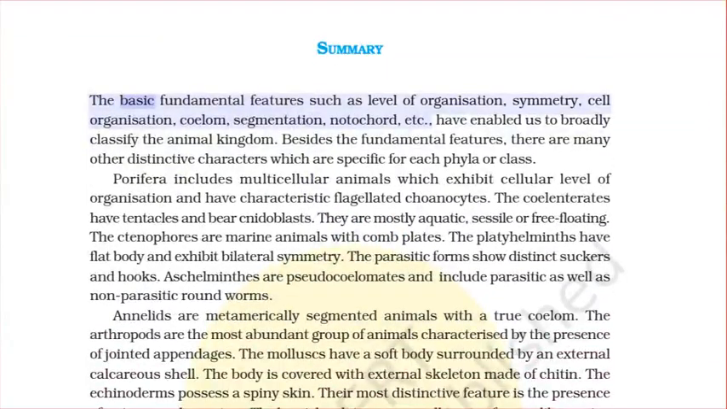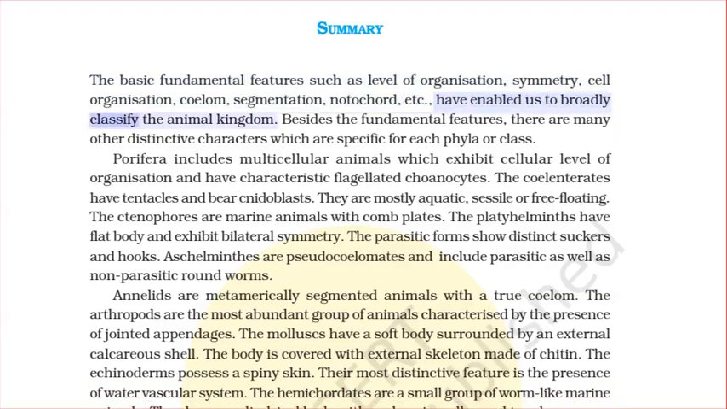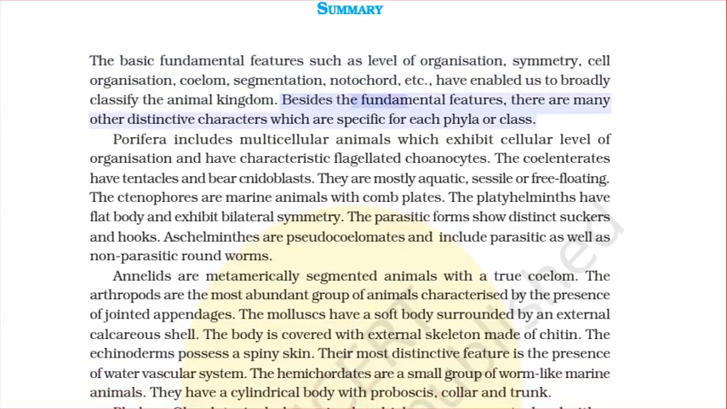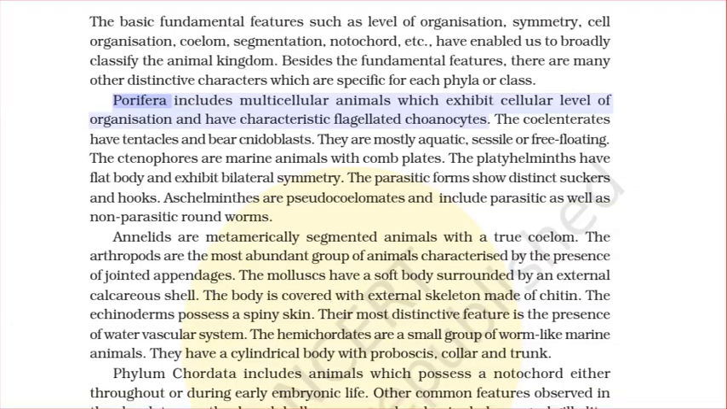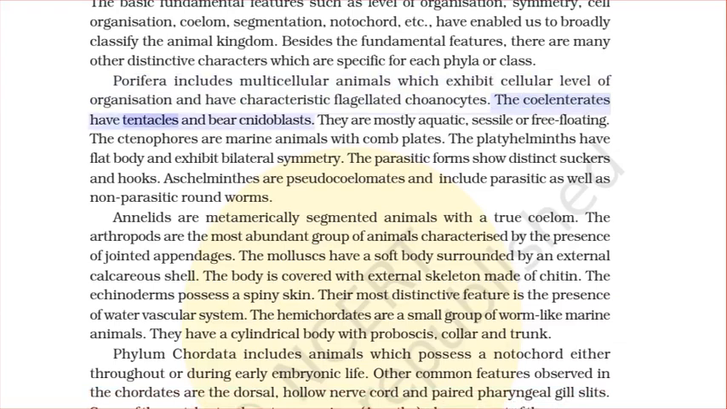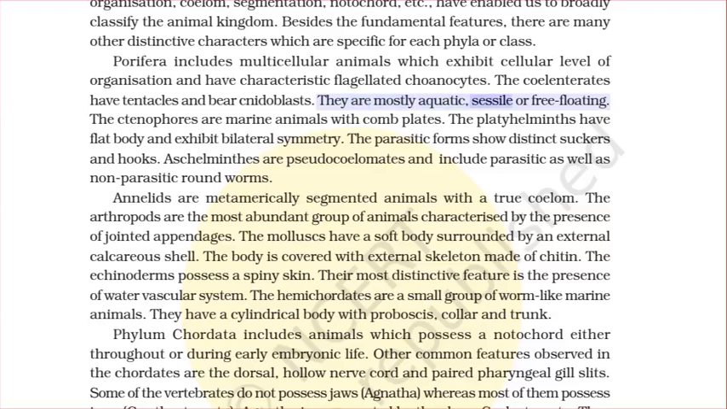Summary. The basic fundamental features such as level of organization, symmetry, cell organization, coelom, segmentation, notochord, etc. have enabled us to broadly classify the animal kingdom. Besides the fundamental features, there are many other distinctive characters which are specific for each phylum or class. Porifera includes multicellular animals which exhibit cellular level of organization and have characteristic flagellated choanocytes. The coelenterates have tentacles and bear cnidoblasts. They are mostly aquatic, sessile or free-floating.